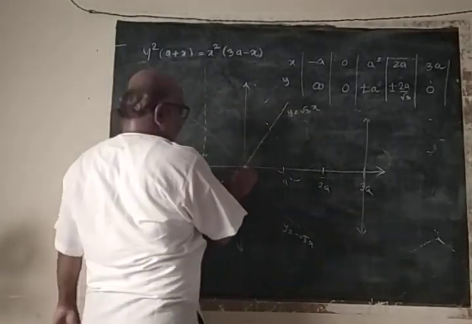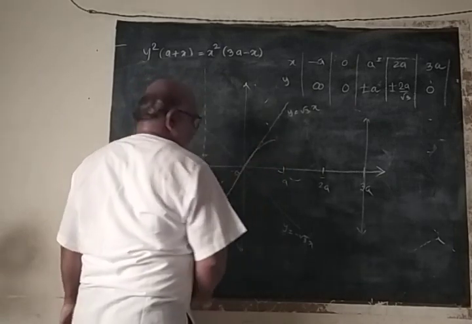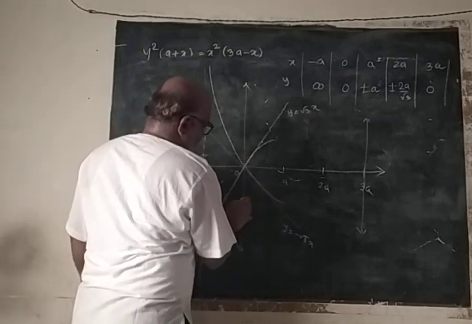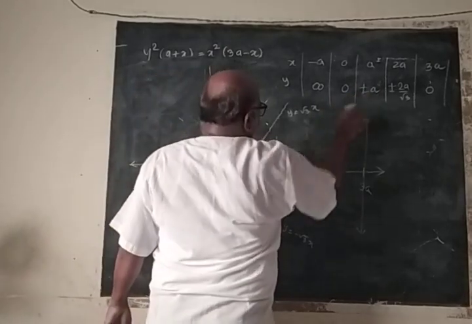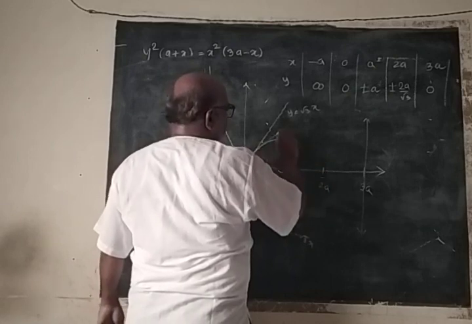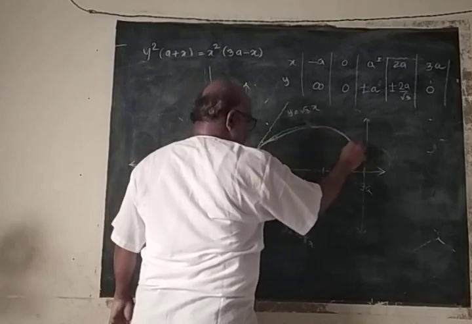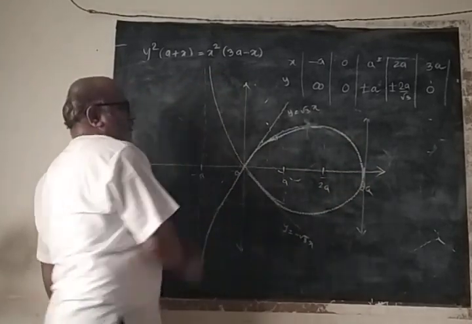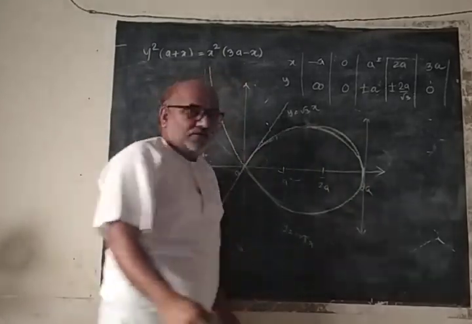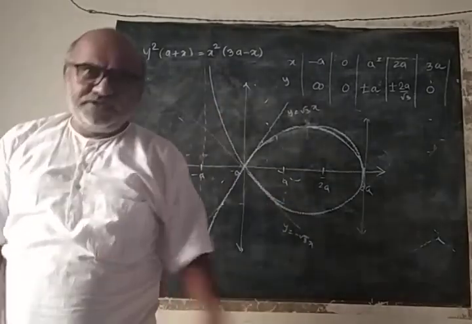As it is a node, the curve will be like this here. At this point, the curve will be like this. And for x equal to a, y is plus or minus a, this distance. At x equal to 2a, y is somewhere here. And this is the curve. Thank you. We'll see the next problem in the next video.